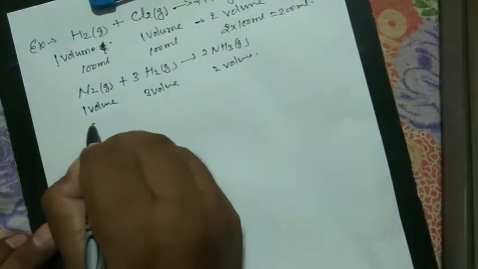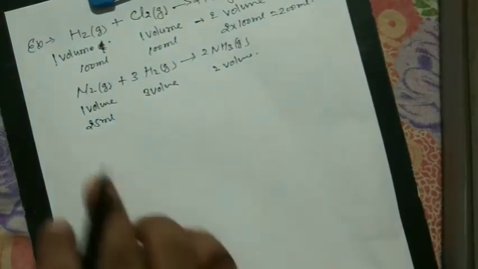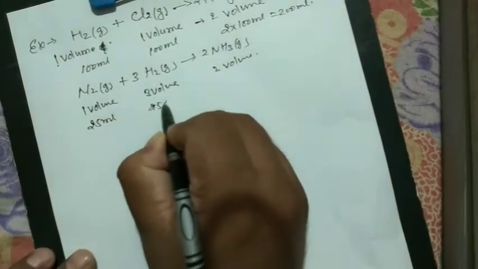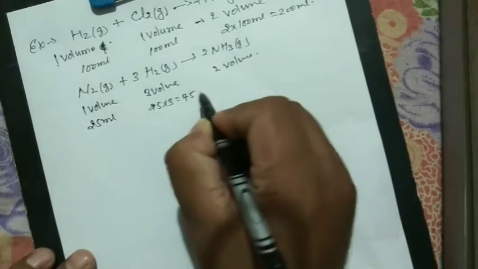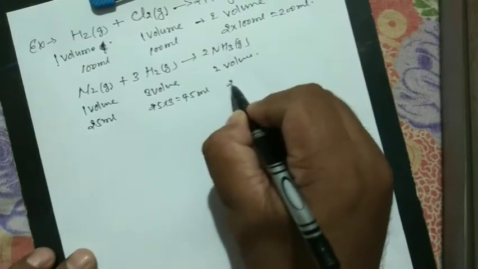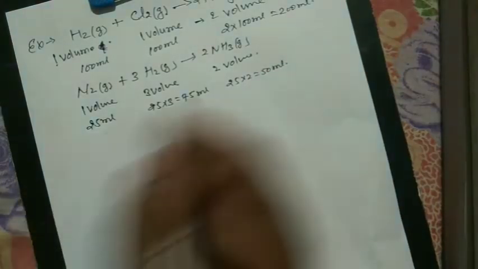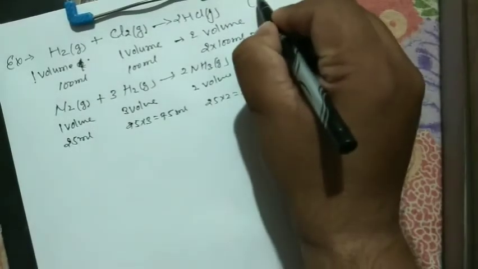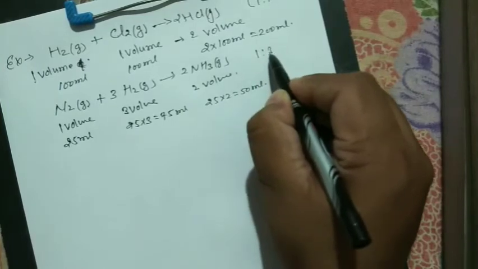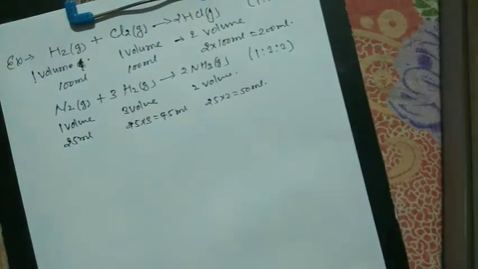Suppose that we are taking 25 ml nitrogen. If 25 ml is for one volume, then for 3 volumes it's 25 into 3, that is equal to 75 ml. For 2 volumes it's 25 into 2, it's 50 ml. Here the ratio of volumes is 1 is to 1 is to 2, and here it's 1 is to 3 is to 2. That is a simple whole number ratio. Okay.